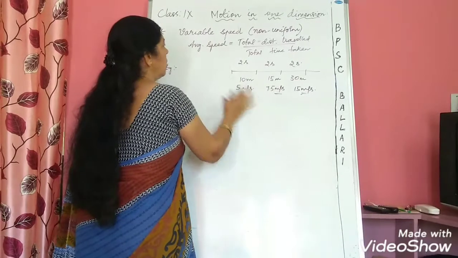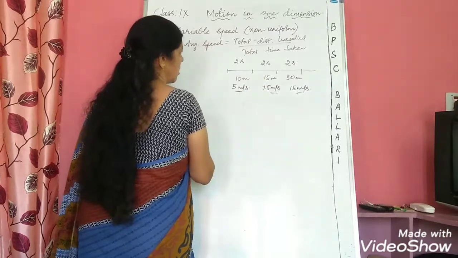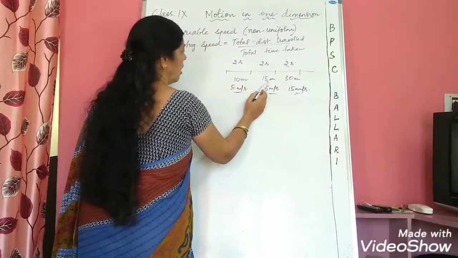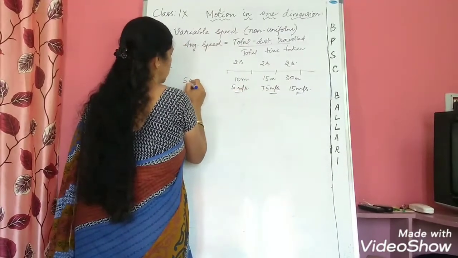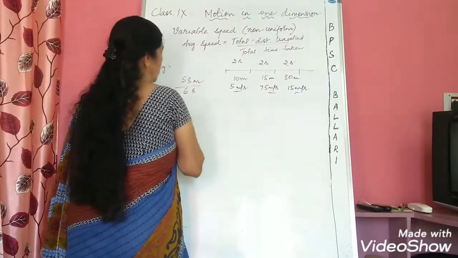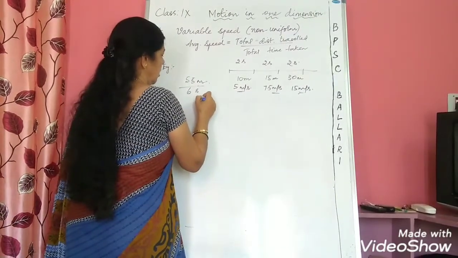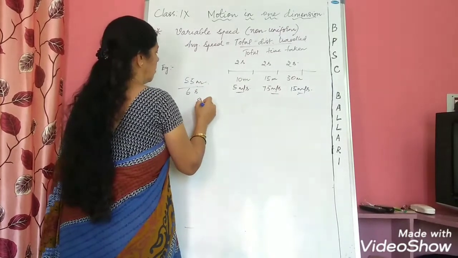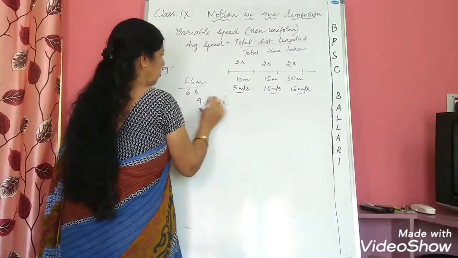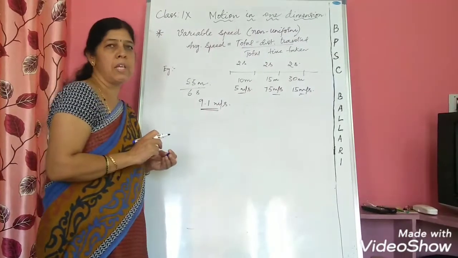Now in such cases, you can calculate the average speed. The average speed formula, as I have written, is total distance traveled. What is the total distance traveled? It is 30 plus 15 plus 10, which is 55 meters. So 55 meters is the total distance traveled. And what is the total time taken? It is 6 seconds. Now if you simplify 55 by 6, 6 nines are 54, you will get about 9.1 meter per second. So this is how you have to calculate the average speed of a body. These are the various types of speed.